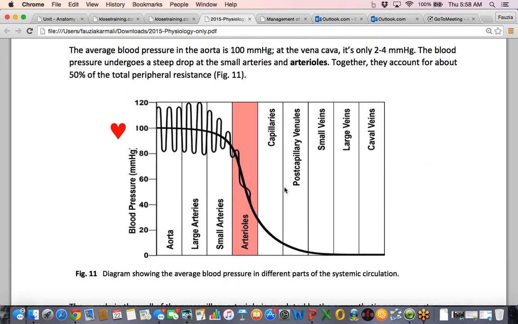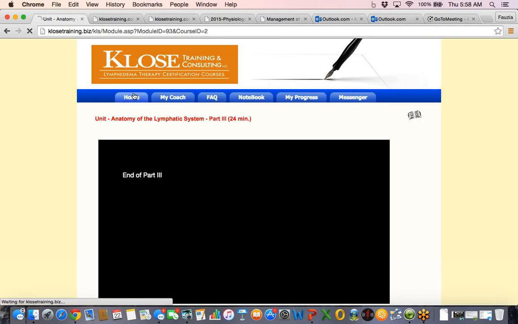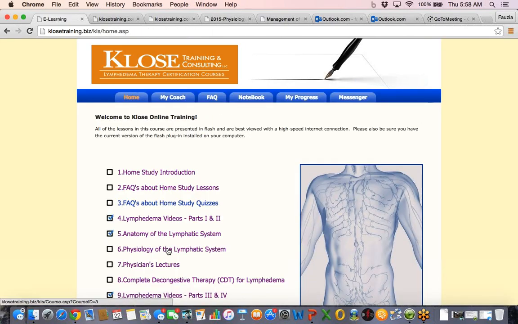Here again is a picture of the blood pressure, as you can see, starting in the aorta and moving down into the veins. I'm going to show you a little video right now that talks about why this pressure is important and how it contributes to lymphatic flow. So bear with me one second and I will start the video.